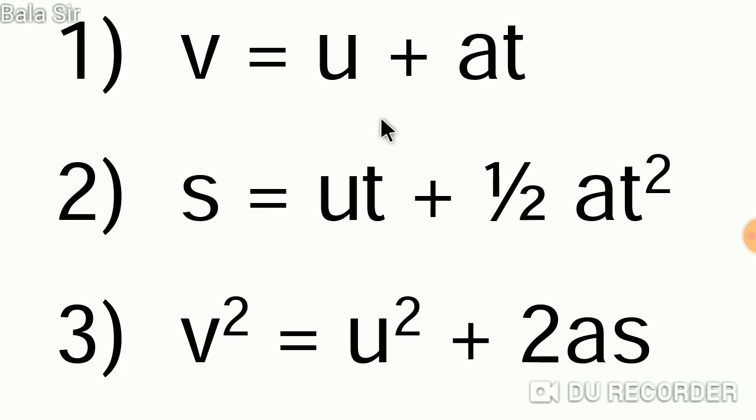Now let me tell you, U means initial velocity, V means final velocity, A means acceleration, T means time, S means displacement. So here V is equal to U plus AT, S is equal to UT plus half AT square, V square is equal to U square plus 2AS. These are the three equations of motion in which we will be doing the sums.